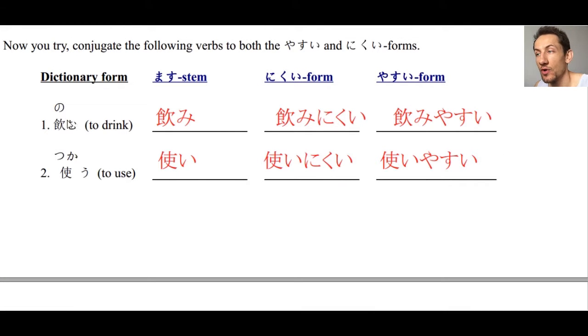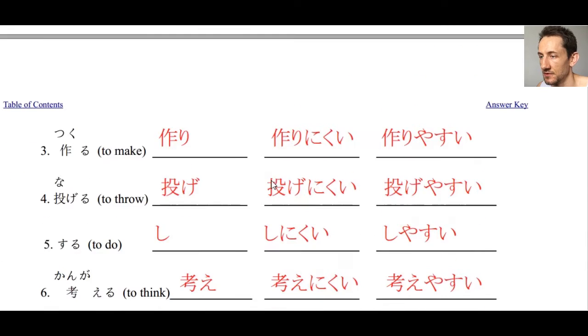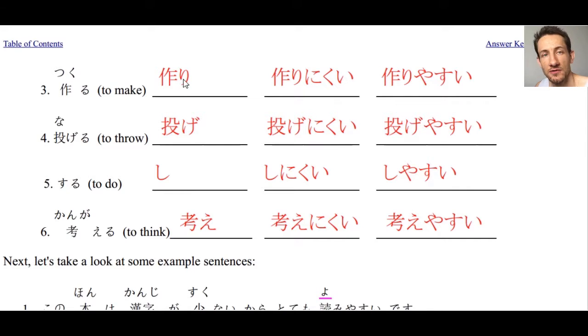All right, so number 1, we have nomu. So we get nomimasu. The mas stem, of course, is nomi. We get nominikui and nomiyasui. Number 2, tsukau. So we get tsukai is the mas stem. So we get tsukainikui or tsukaiyasui. Easy to use, difficult to use. Number 3, tsukuru. So we get tsukurimasu. So we have tsukuri, tsukurinikui, tsukuriyasui.